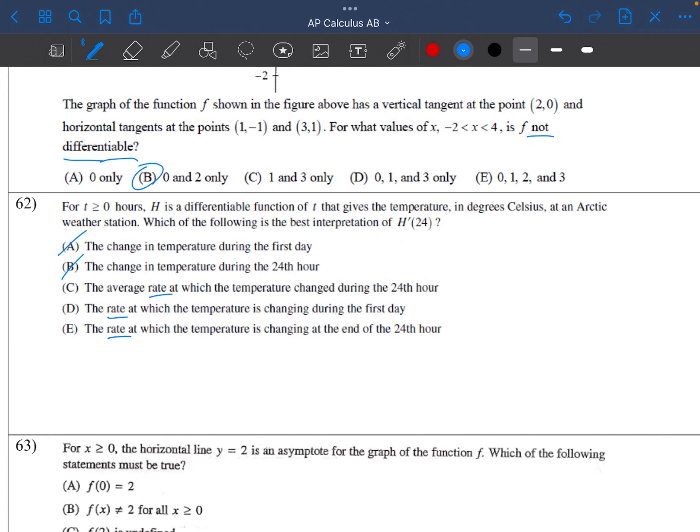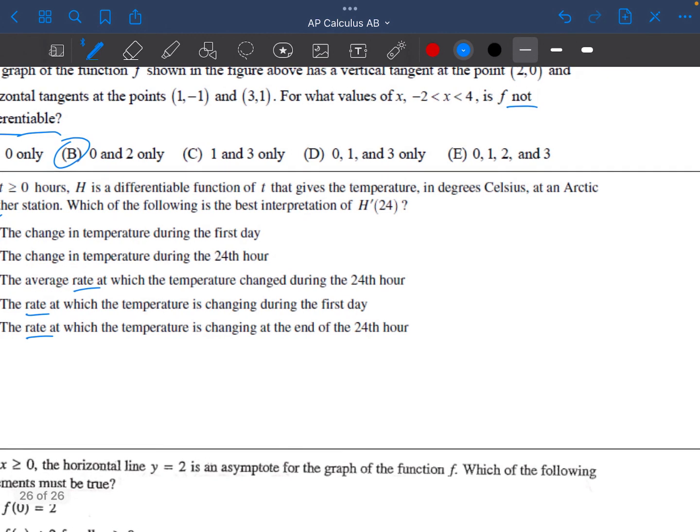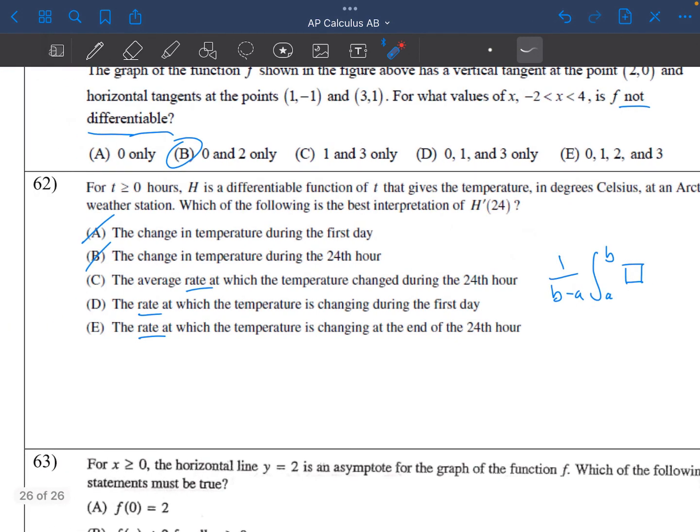And now we need to think of this thing as, well, okay, C is going to be out as well because it's not the average rate. In order to have an average of anything, you need to have 1 over B minus A, integral from A to B of that something, and this does not look like that. They're not even close. That's a derivative, and this is an integral, first of all. So it's definitely not going to be C. It's not going to be average of anything. So let's cross off C as well.